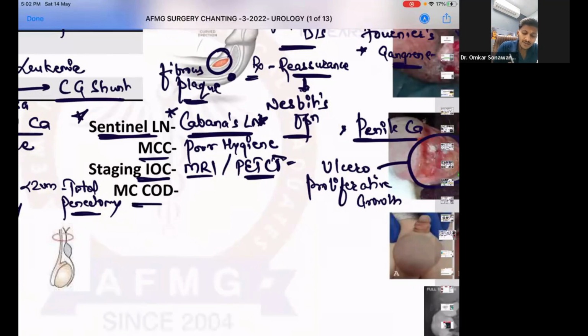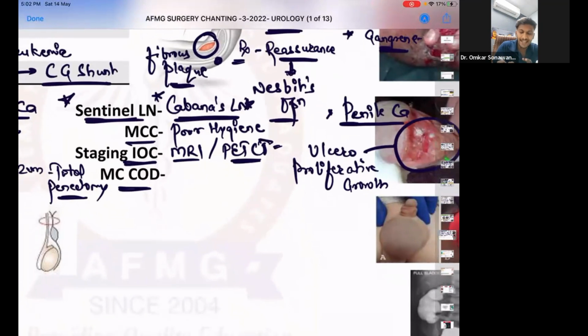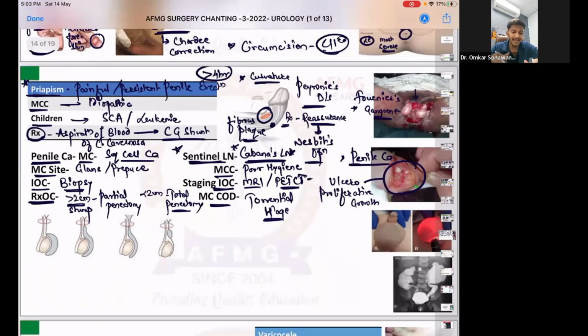Whereas the most common cause of death in penile cancer: usually when there is an ulceroproliferative growth in penile cancer, this can extend up to the femoral vessels or the iliac vessels. If there is involvement of the femoral or iliac vessel, there would be excessive, torrential hemorrhage. Torrential hemorrhage is the cause of death in cases of penile cancer.